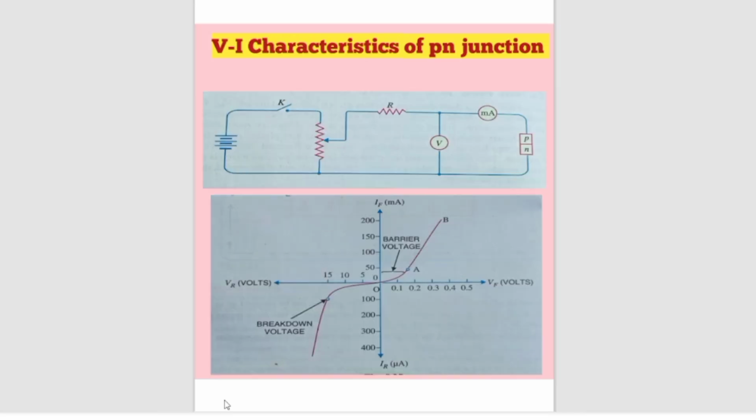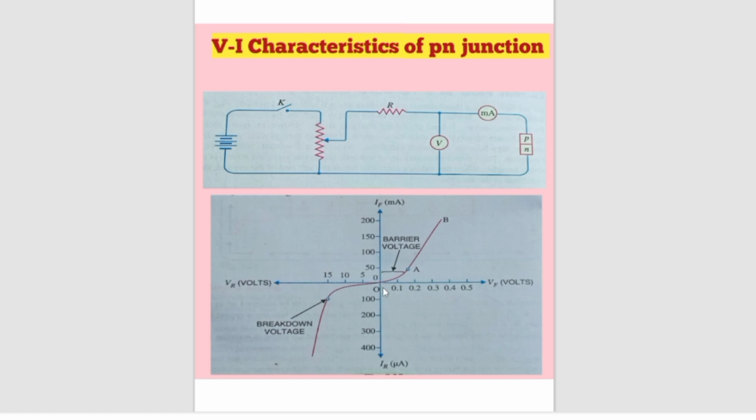Now let us discuss the VI characteristics of a PN junction. The VI characteristics is the curve between the voltage across the junction and the circuit current. Usually, voltage is taken along the x-axis and current along the y-axis. This is the circuit arrangement for determining the VI characteristics of a PN junction.